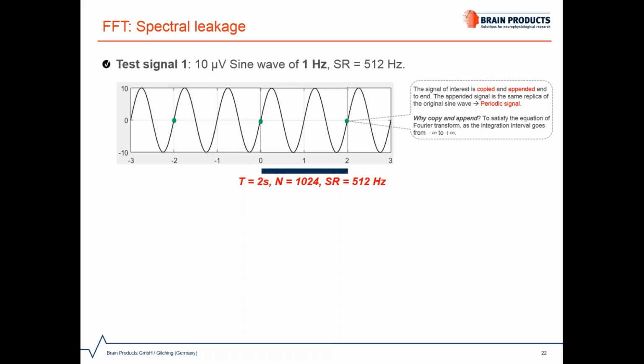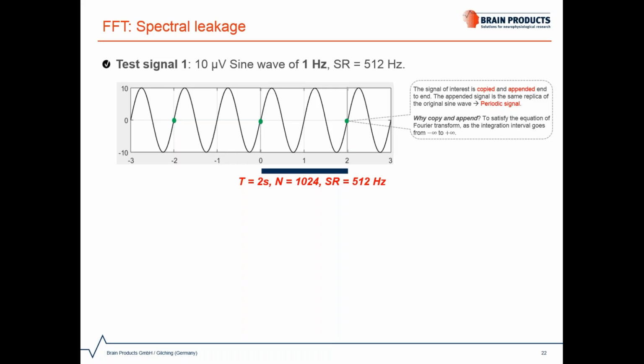In this case, the signal is said to be periodic, in the sense that there is a continuous or smooth transition at the junctions where the snippet of the signal is appended. Now, before applying FFT, let's first ask ourselves if 1024 data points is a power of 2.